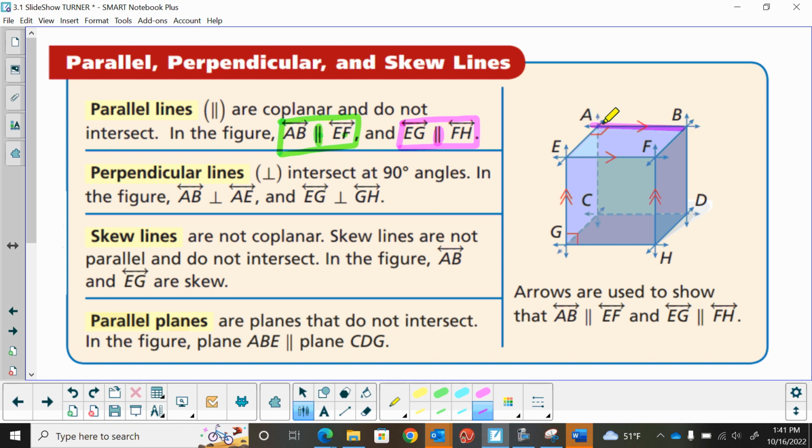So AB and EF, I'm sorry, AE is one example. Notice how angle A there is the right angle. So AB and AE are perpendicular.